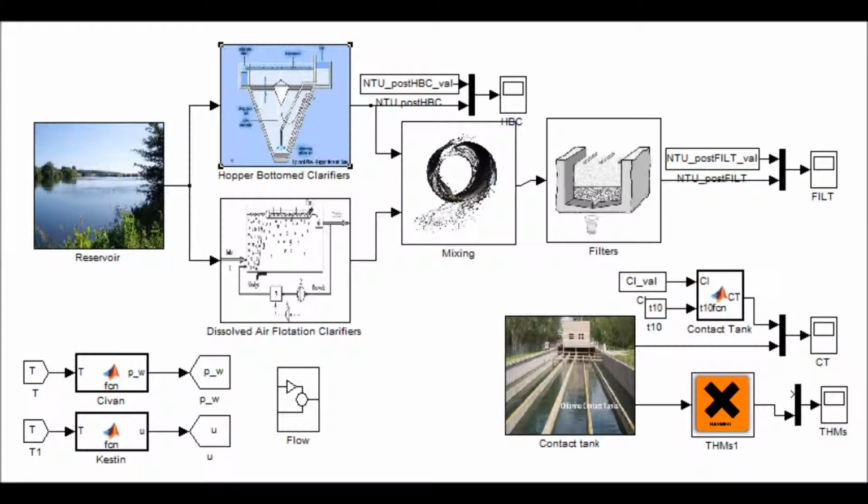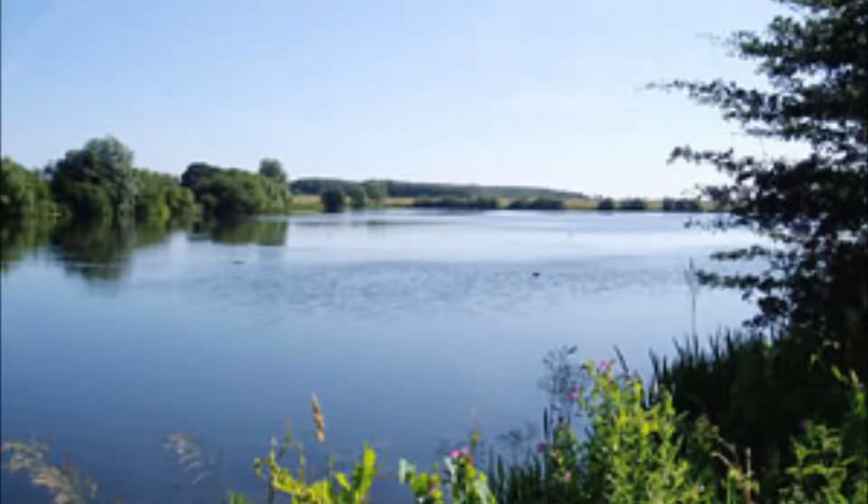Simulink has been used to build a model of a case study water treatment works. The raw water is abstracted from a river and then stored in a reservoir for around a week before being taken into the works. At this point the water is characterized by its flow rate, clarity and temperature.